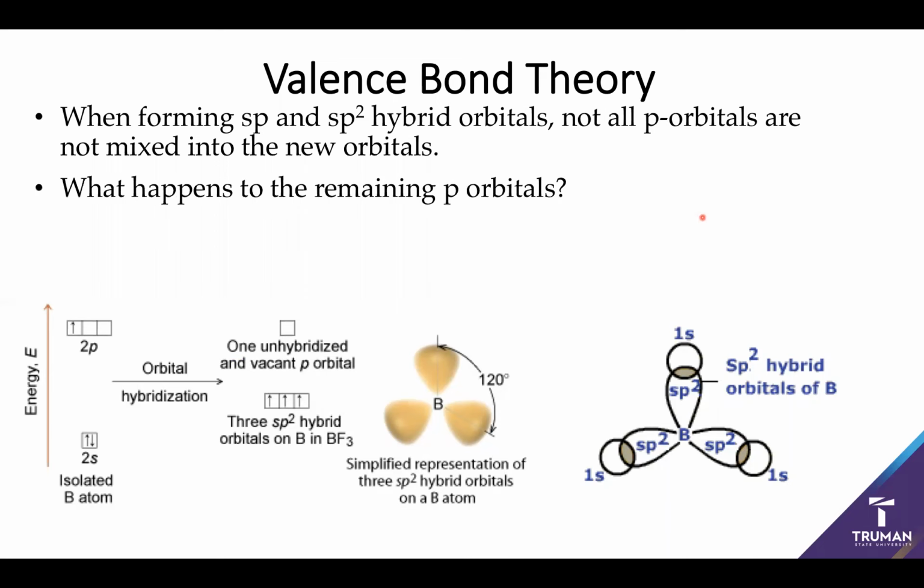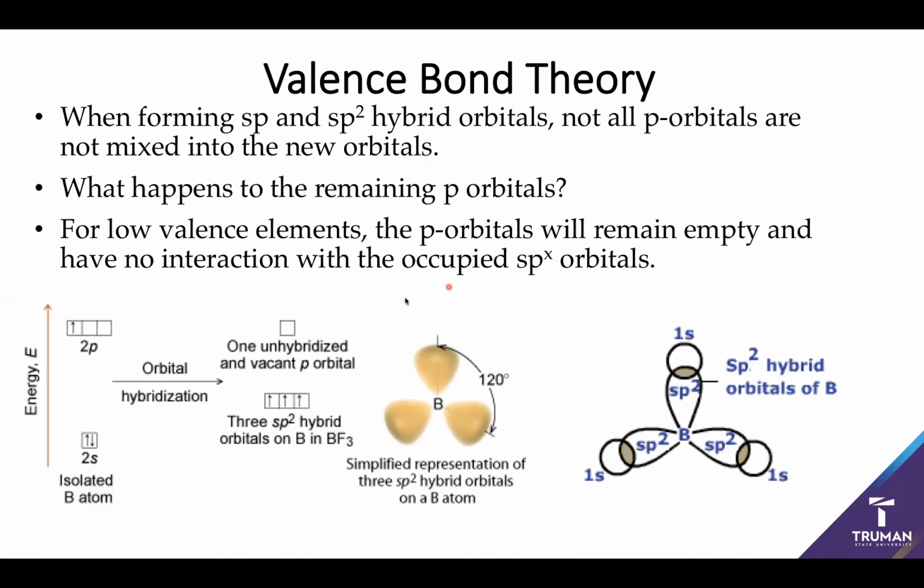Now, if I'm boron, this is actually pretty easy. I don't have enough electrons to fill that vacant p orbital, so it's just left empty. And it's going to have no interaction with the orbitals that actually do have electrons. These orbitals will go on to form bonds. This orbital will just sit there.